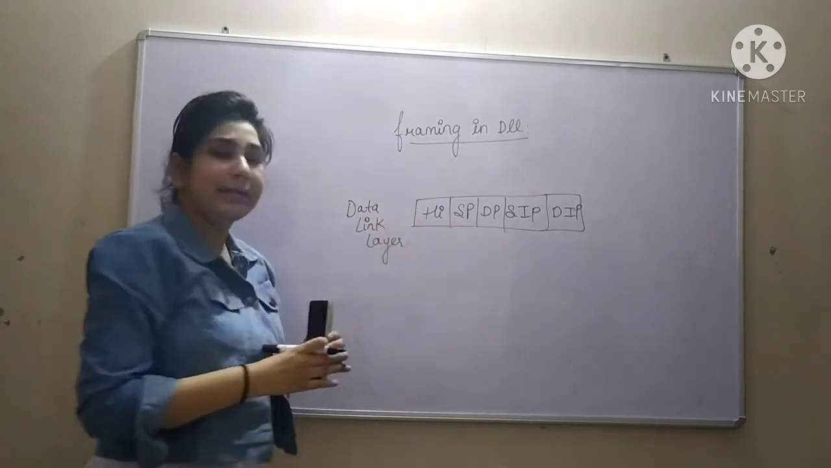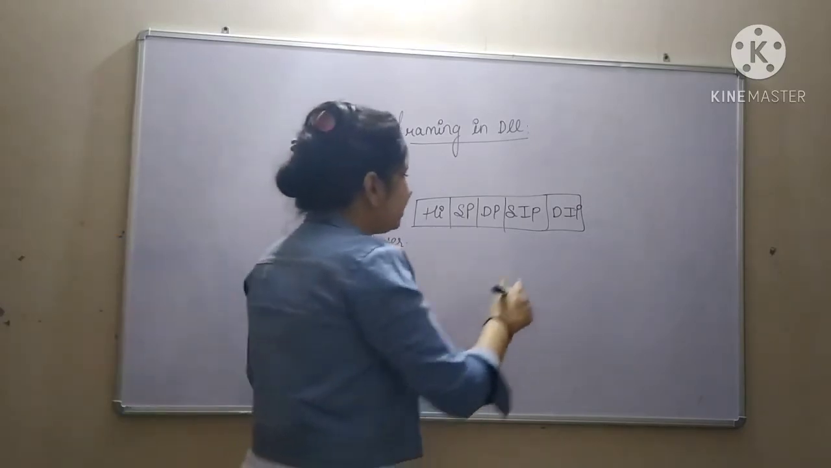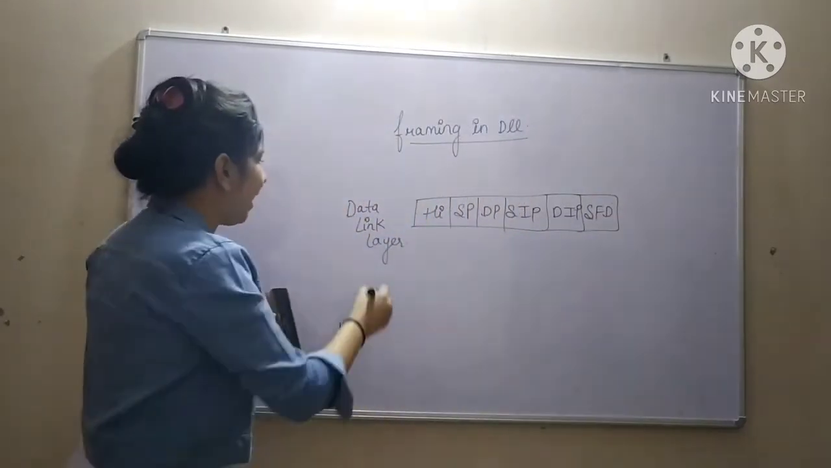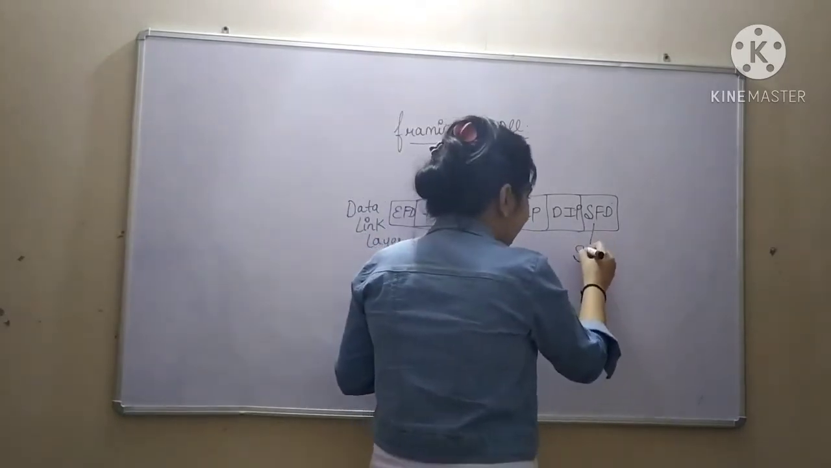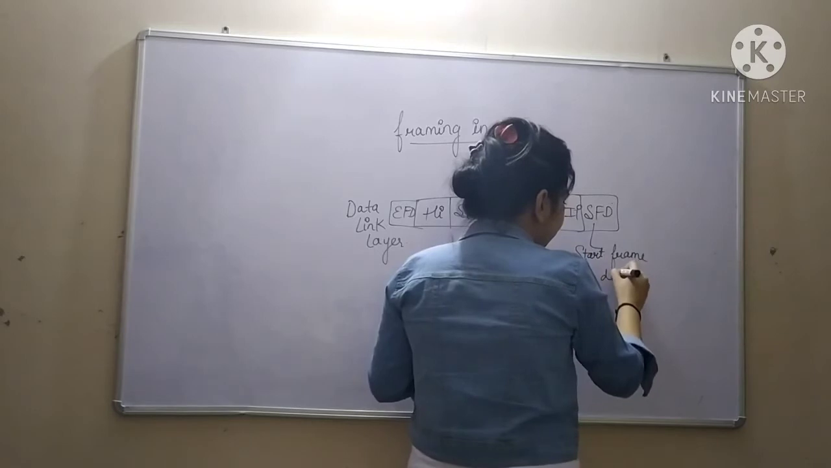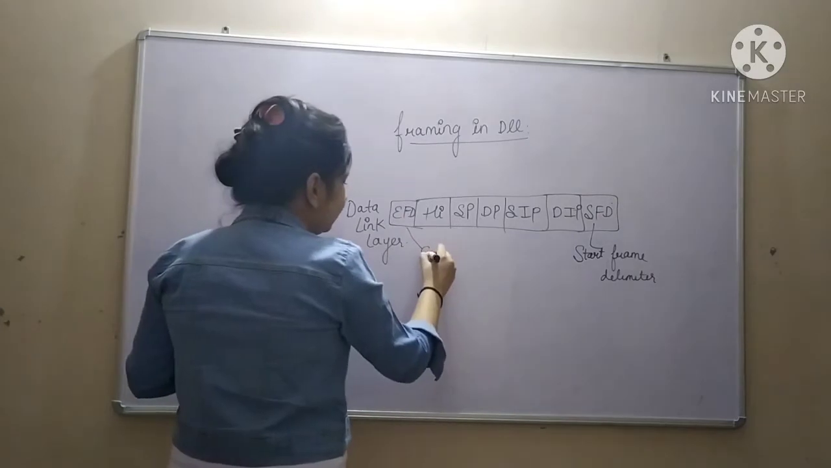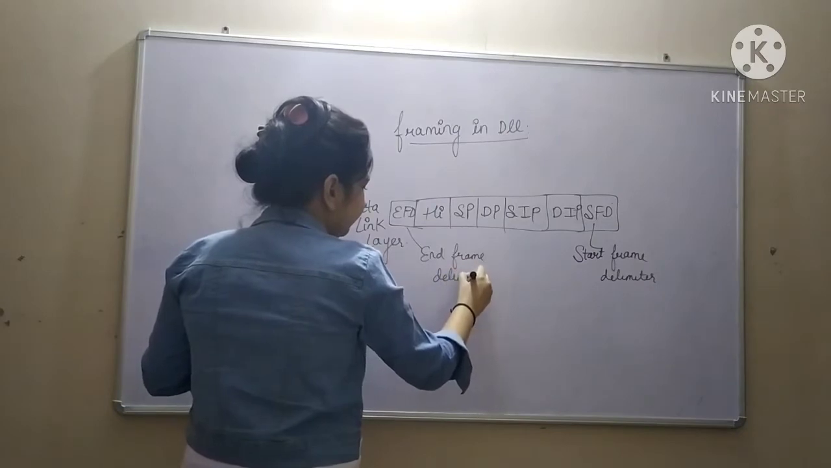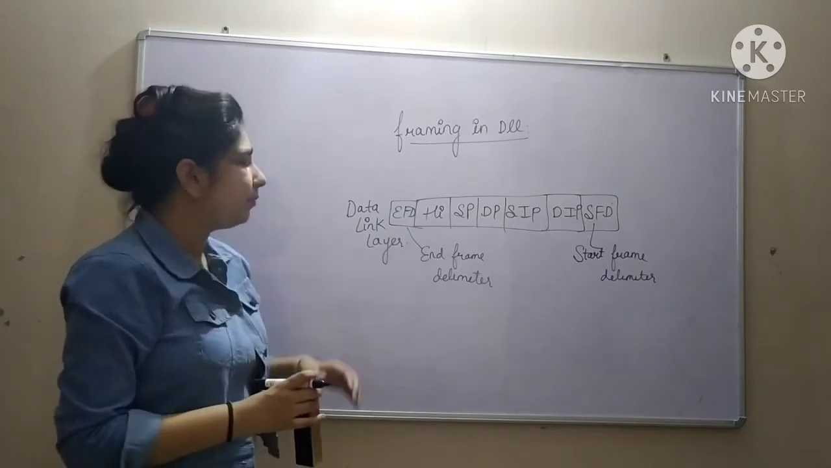So what is the data link layer going to do? The data link layer is going to add a start frame delimiter to this message, and it is going to add an end frame delimiter. SFD is basically start frame delimiter, and EFD is basically end frame delimiter. What is the use of start frame delimiter and end frame delimiter?